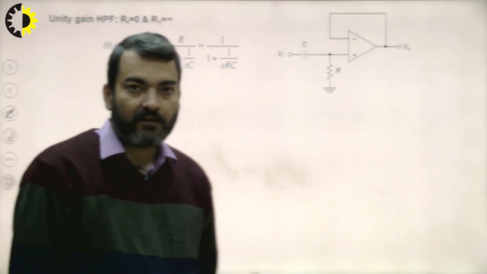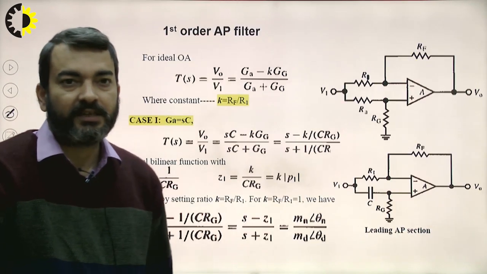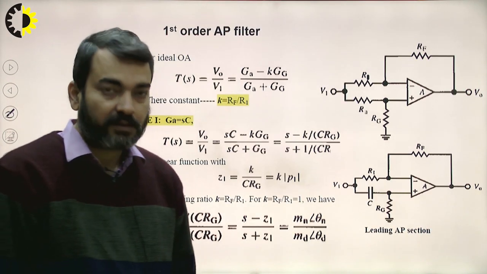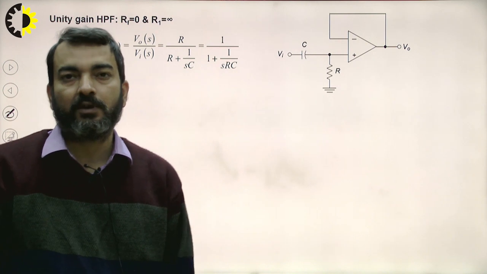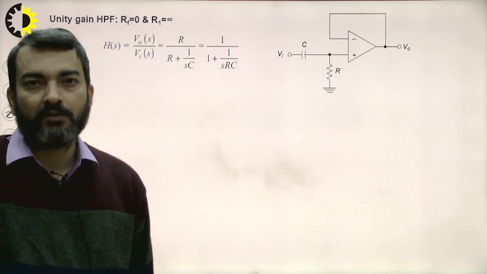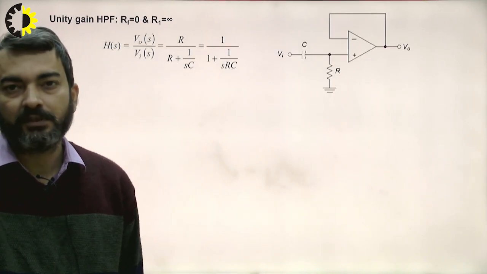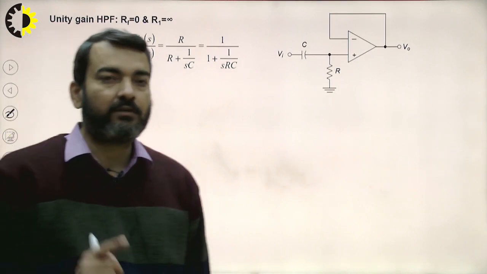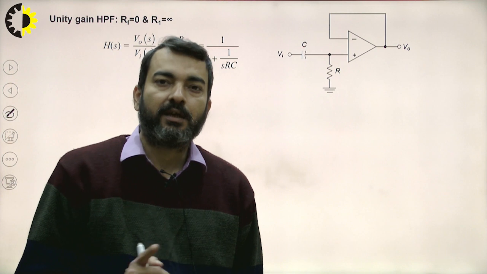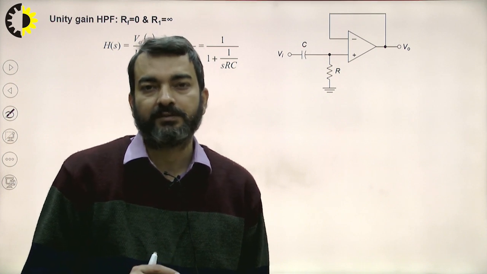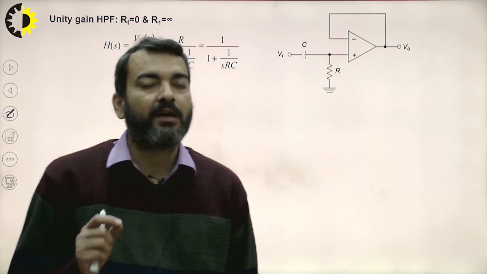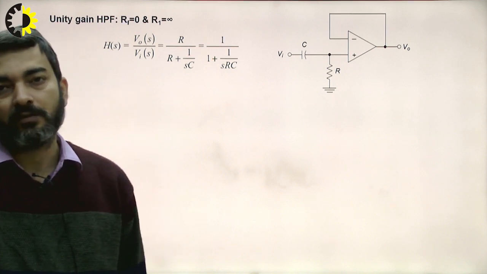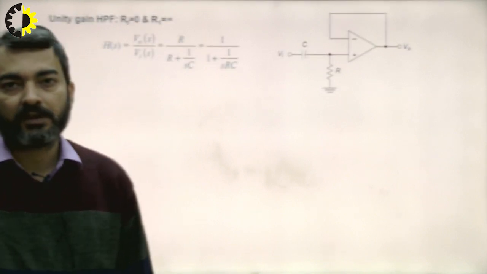So today we will cover up to this point. In the next class we will see the third category, that is all pass response, which is the only response which is possible in a first order system. So we have seen today only first order low pass, high pass. The third possibility is all pass. Band pass and band reject filters are not possible in the first order case.